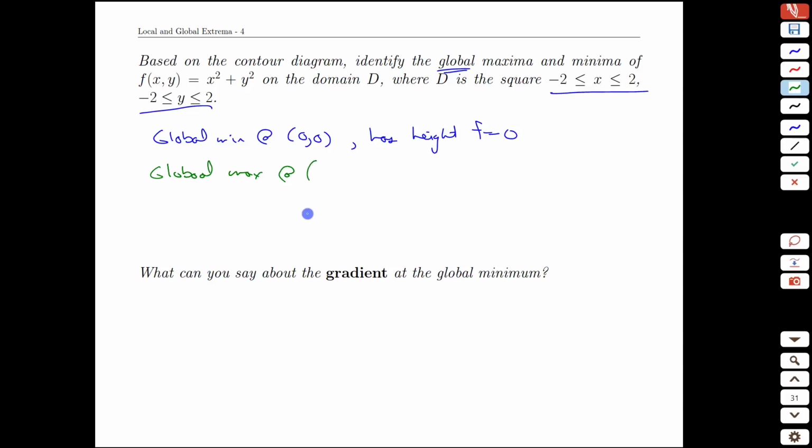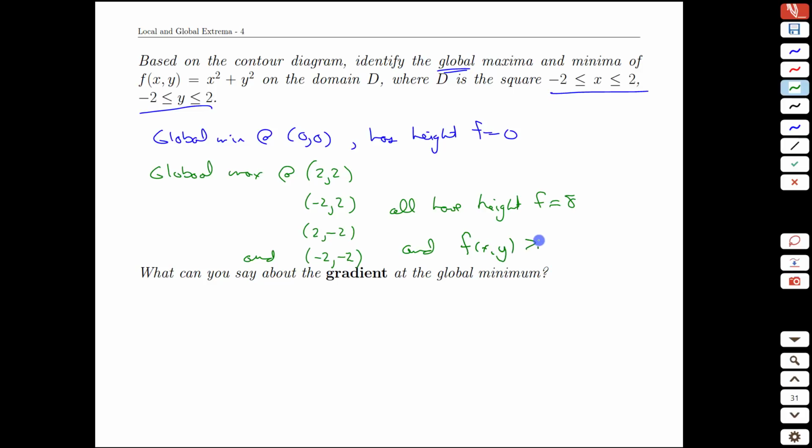So for our global maxes, those are going to be at multiple locations: at (2, 2), at (-2, 2), at (2, -2), and (-2, -2). That's all the mixes and matches. All of those have height f equals 8. And on this domain, everywhere we look, the function is going to be less than or equal to 8.